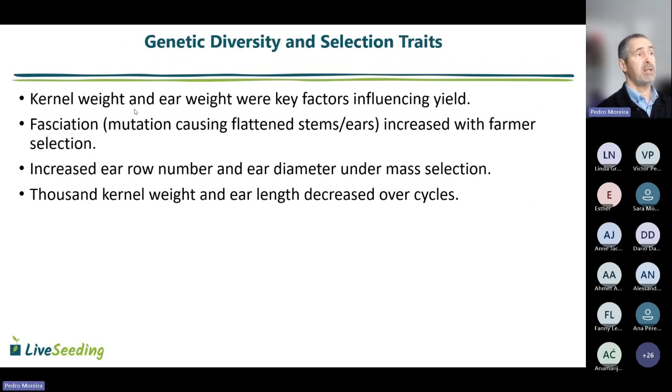So kernel weight and ear weight were key factors influencing yield. Fasciation, a mutation causing flatness, increased with farmer selection, and ear row number and ear diameter decreased under mass selection. And also kernel weight and ear length decreased over cycles.